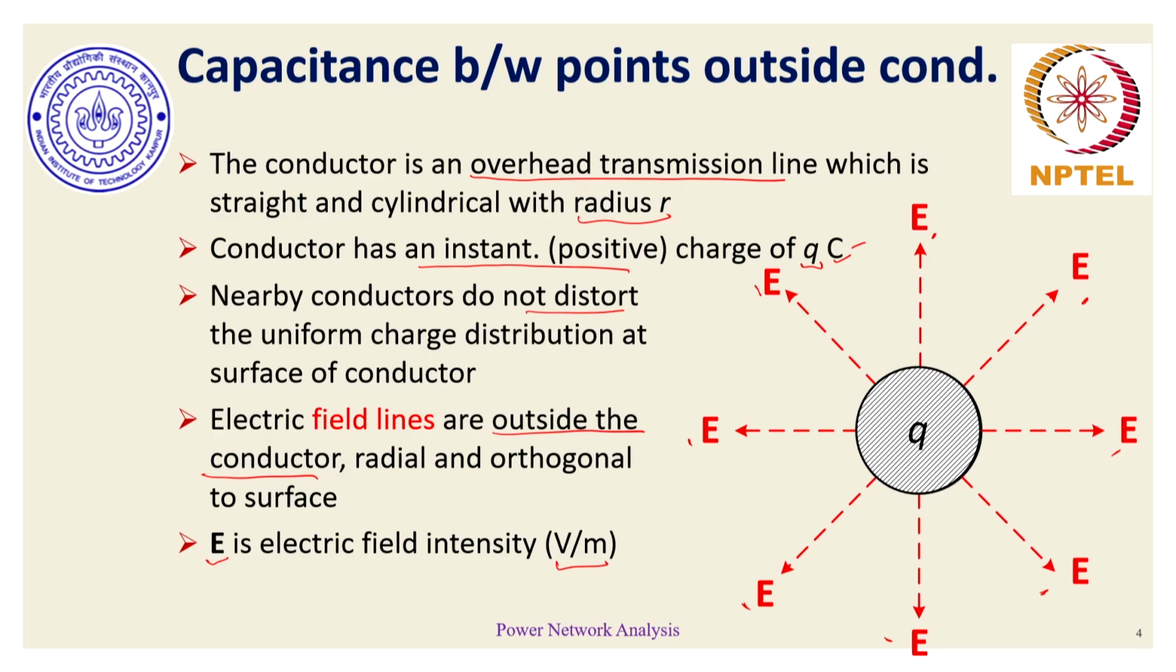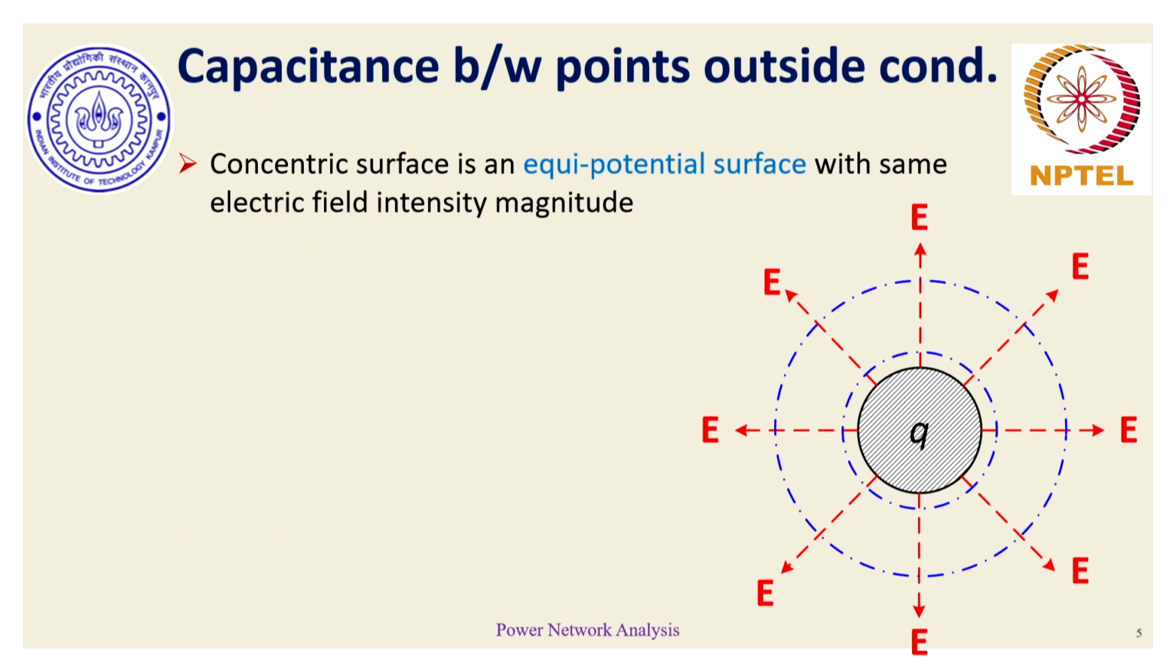So with this electric field definition, let's now build upon gradually how capacitance can be evaluated. If electric field lines exist outside the conductor, then we can also mark certain surfaces which we would call equipotential surfaces, marked by the blue dotted circles.